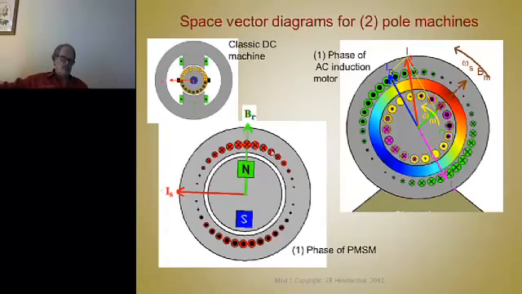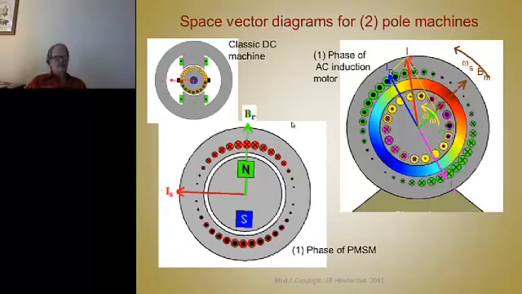If I rotate this field in the stator, either continuous sinusoidally or stepwise in 60-degree increments like you do in a brushless machine, these rotor poles are going to stay in synchronization with that up to the capability, the torque capability of the machine.